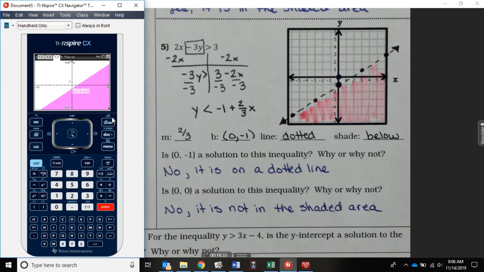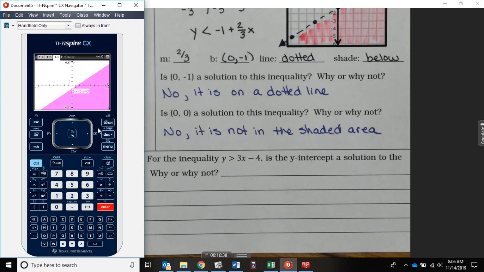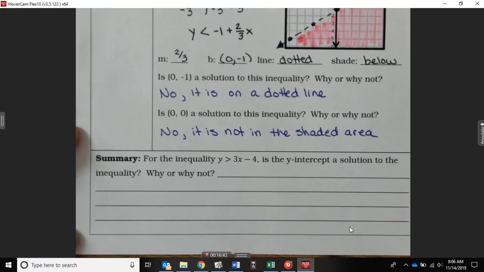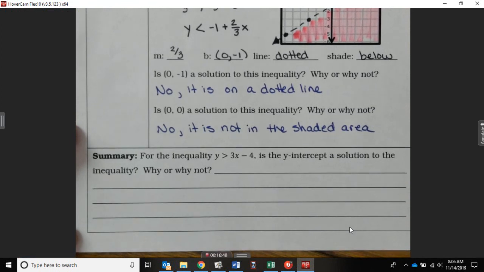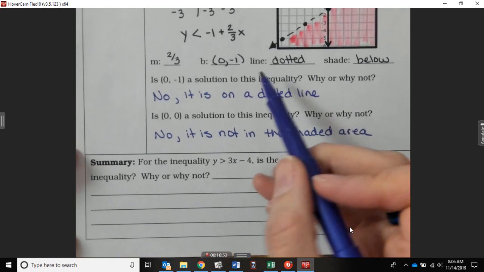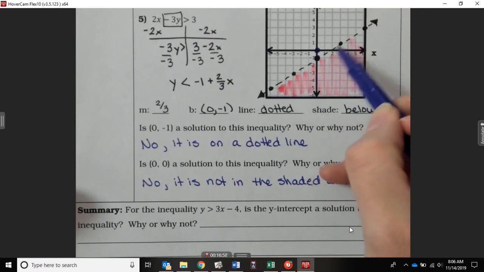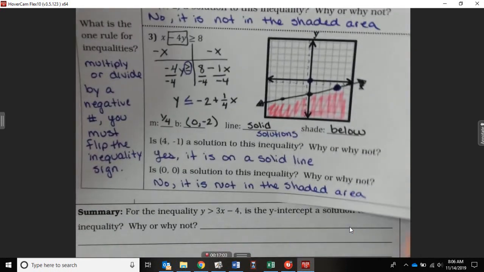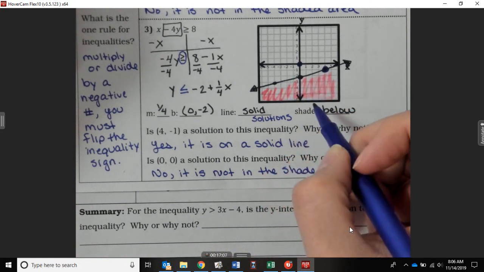Okay, so now I want you to answer the summary question, which says for the inequality y is greater than 3x minus 4, is the y-intercept a solution to the inequality? Why or why not? And you can just graph that on the calculator and decide. But remember, if the y-intercept falls on a dotted line, dotted lines don't count, so it's not a solution. Whereas on the front, my y-intercept falls on a solid line, so solid lines do count.